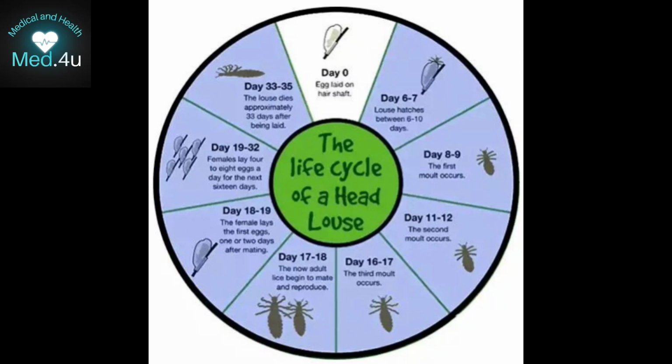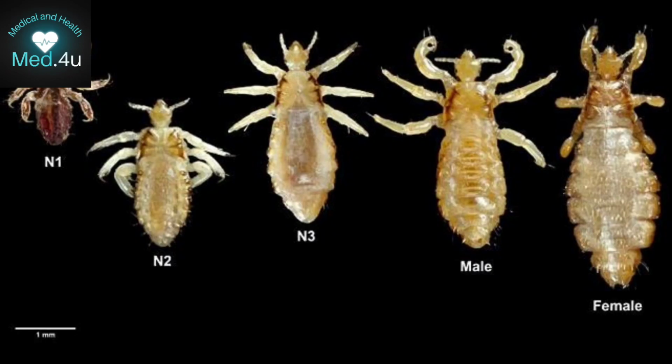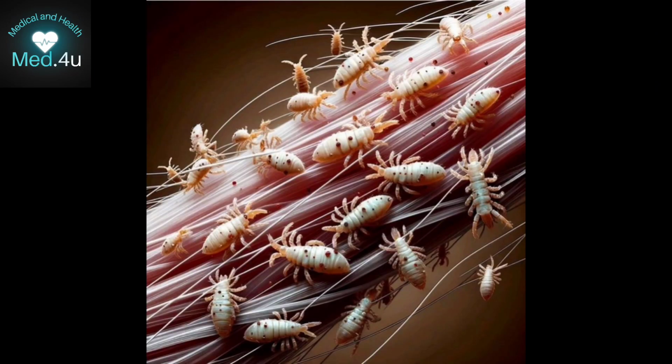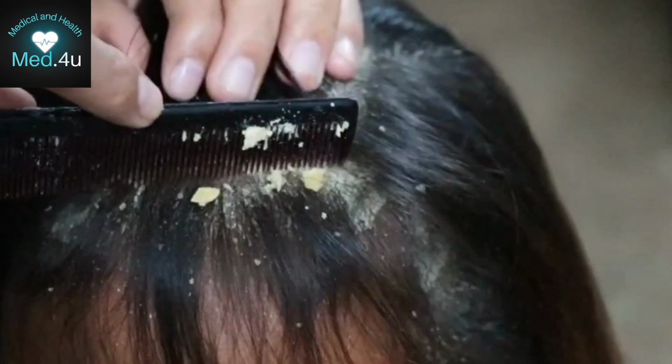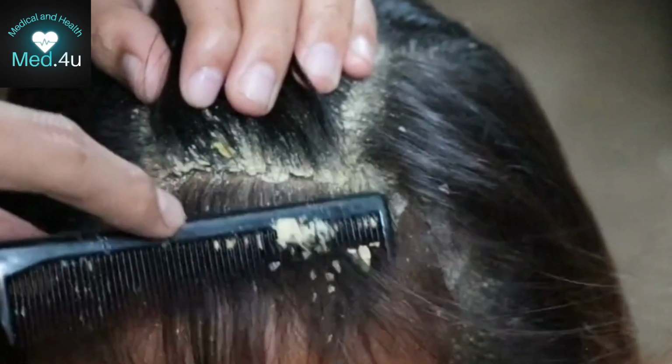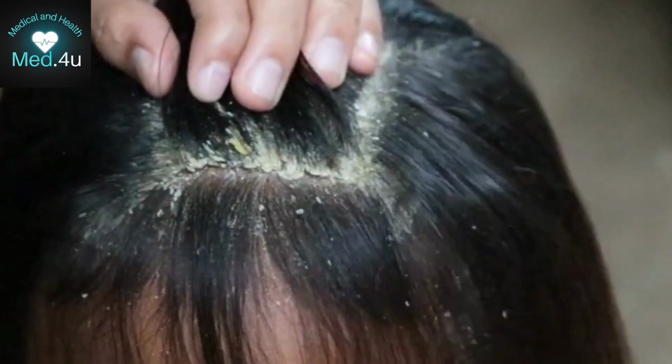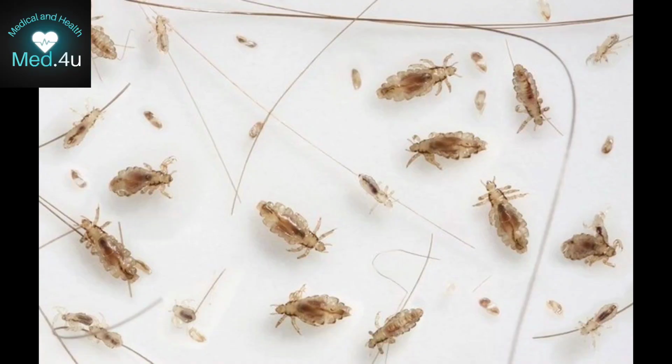Life cycle. The life cycle of body lice is similar to that of head lice, except that these lice lay their eggs in the seams and folds of clothing. The eggs hatch within 7 to 10 days, and the nymphs mature into adult lice after 3 molting stages. Each adult louse lays several eggs per day, leading to a rapid increase in the louse population in contaminated environments.